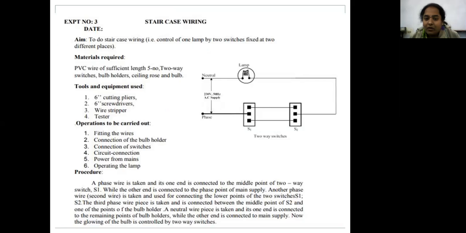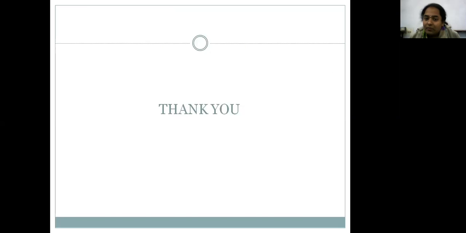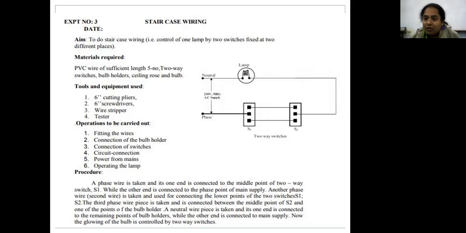Okay, and then you will write the procedure and then you will write the precautions. So this is all about your house wiring in our lab. In the next videos I will give you a clear idea how the power is generated and how a single phase connection is given to our house circuit.